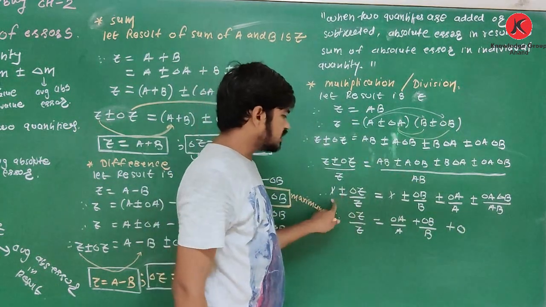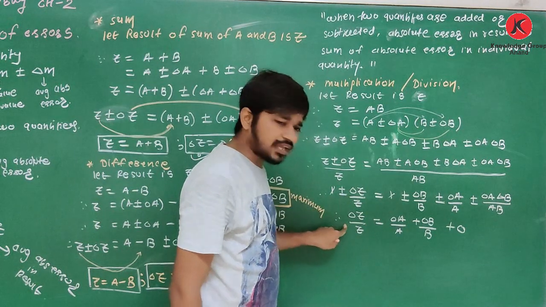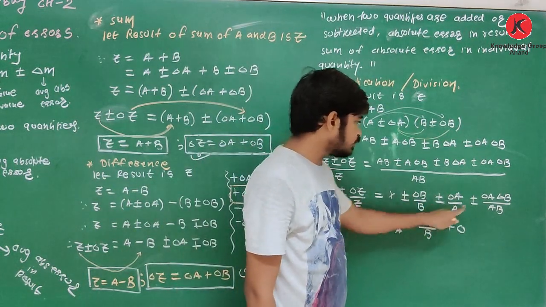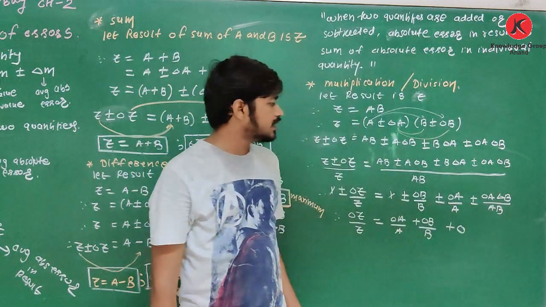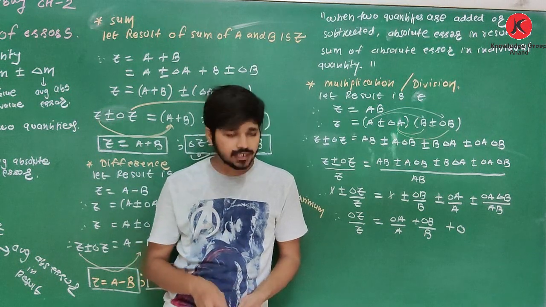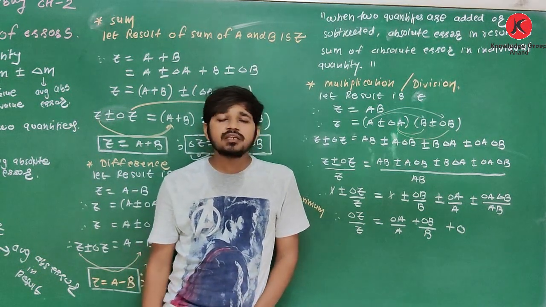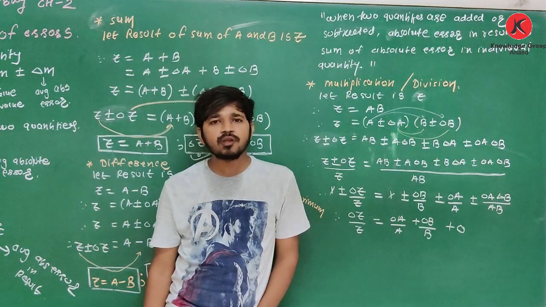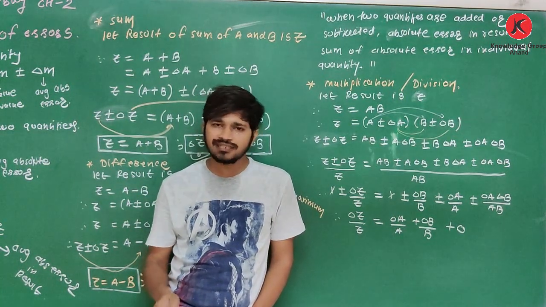Yes, this one has delta Z upon Z as it is, delta B upon B as it is, delta A upon A as it is. But why is delta A into delta B divided by AB equal to 0? Because see here, delta A and delta B are average absolute errors. Obviously the error will be small, or the error will be smaller than the measurement.